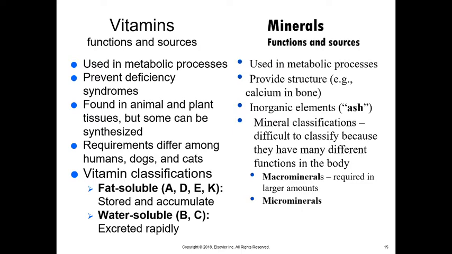For minerals, these are used in metabolic processes and provide structure. So for example, calcium is a mineral and it provides structure in bone. There are some inorganic elements that can be used within food as a source of mineral. This is often called ash, and you may see this in the ingredient list of an animal food, or even in some cases human food. These are burnt cartilage and bones, and they do provide minerals for the animal.